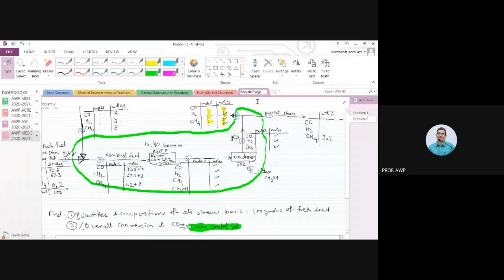So anytime there is a problem with recycle, the safest way to solve is to break that stream into two different streams and solve it from left to right or right to left. Assume X, Y, and Z as unknowns coming into this green control volume.